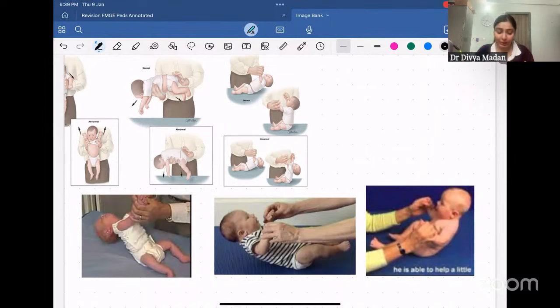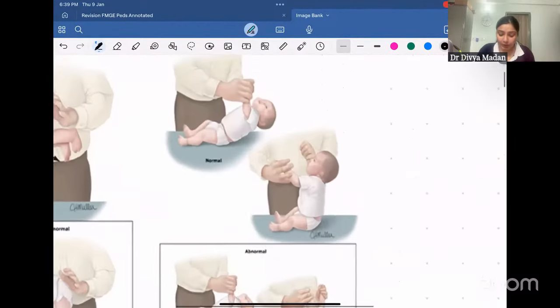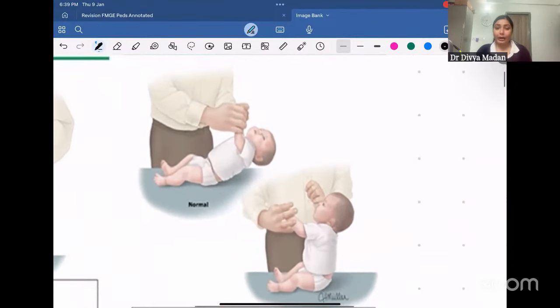Whenever we are discussing the gross motor milestones, I do 3 maneuvers. Look at this first maneuver. This maneuver is known as the pull to sit maneuver. What I'm doing: the child is lying down on the back, I'm holding the hands and pulling the child to make him sit down.